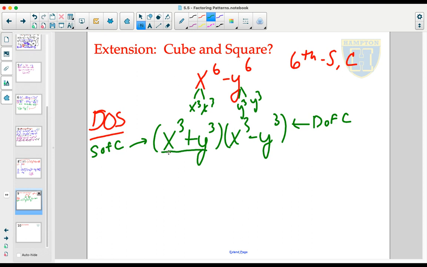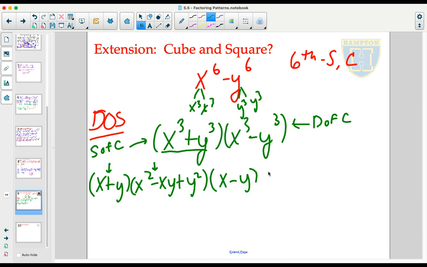Factoring this sum of cubes, using our factoring pattern for the sum of cubes, we get x plus y, x squared minus xy plus y squared. So remember, we want this symbol to match the symbol from the original binomial, and then this symbol to be the opposite. So we have that. And then we come over to the difference of cubes, and we're going to do the exact same thing except just flipping those two signs. x squared plus xy plus y squared.